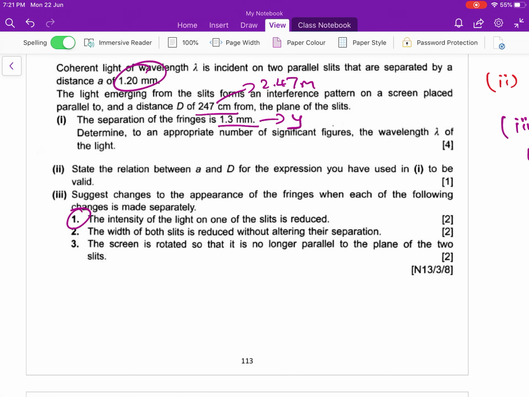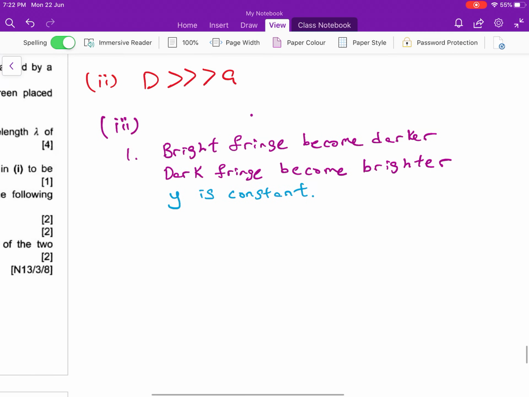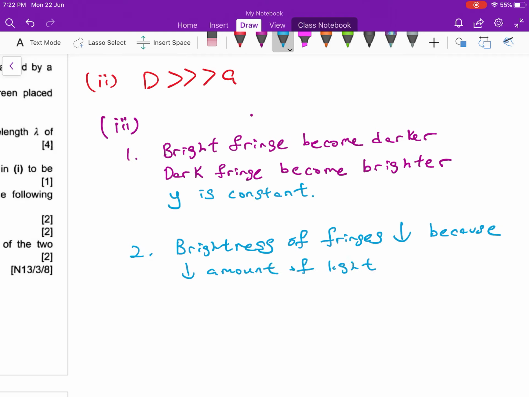Okay, so 第二个, the width of both slits is reduced without altering their separation. Okay, so 这个是你的 slit width, 你的缝的大小, 不是你的 a. 你的 a 没有变, 是你的缝的大小. So the width of both slits is reduced. 你会变比较亮还是比较暗? 比较暗, right? The brightness of fringes decreases. 为什么会 decrease? Because less amount of light passes through the double slit.